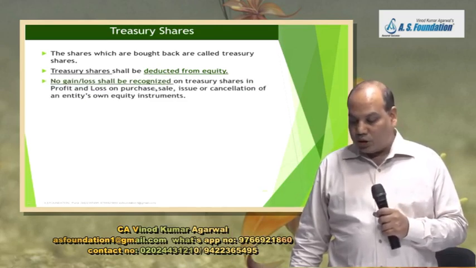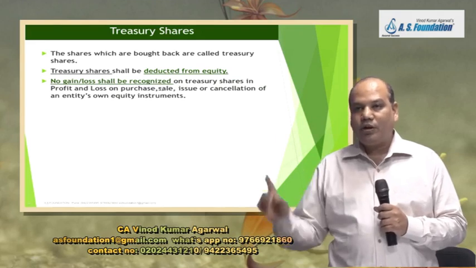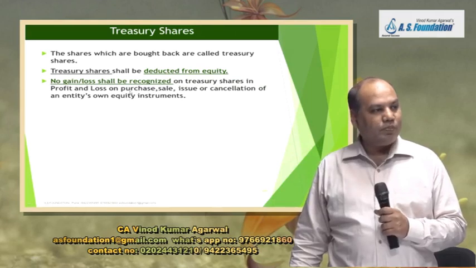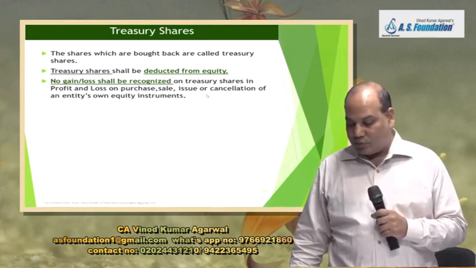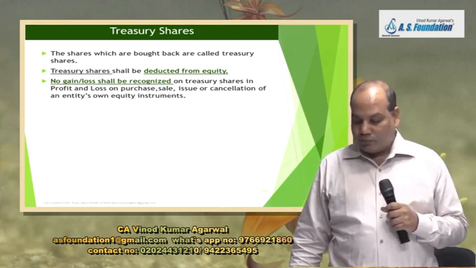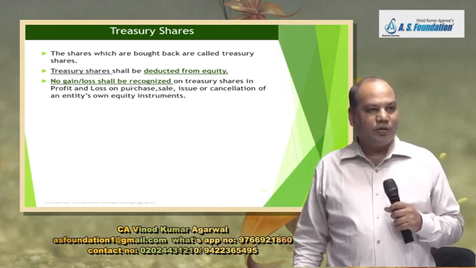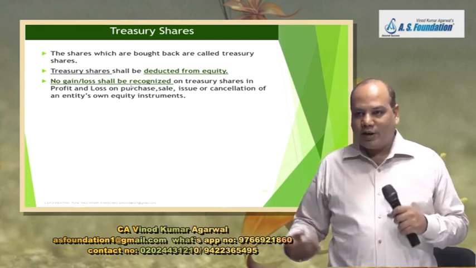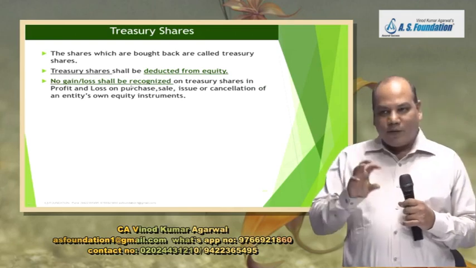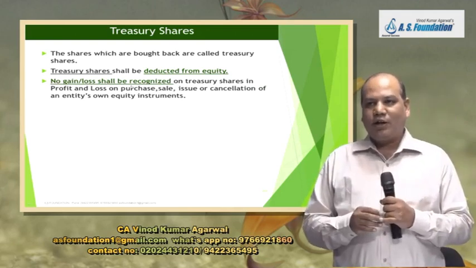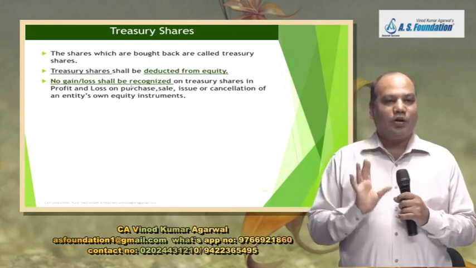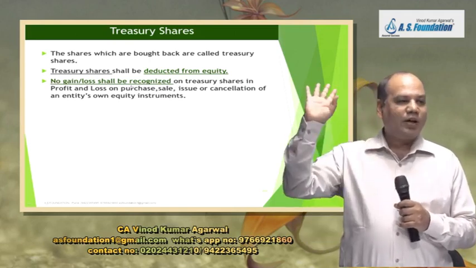No gain or loss will be recognized in the profit and loss statement on treasury shares, on purchase, sale, issue or cancellation of an entity's own equity instrument. Because it is your own equity instrument. You can't make profit by trading in your own equity share and show it in P&L account. But if there is any difference, that has to be adjusted somewhere. So that will be adjusted within equity only, similar to your buyback entries.